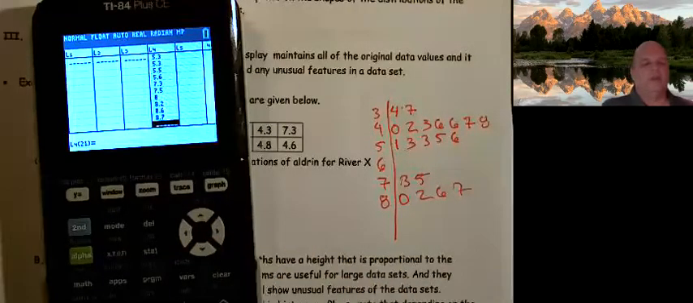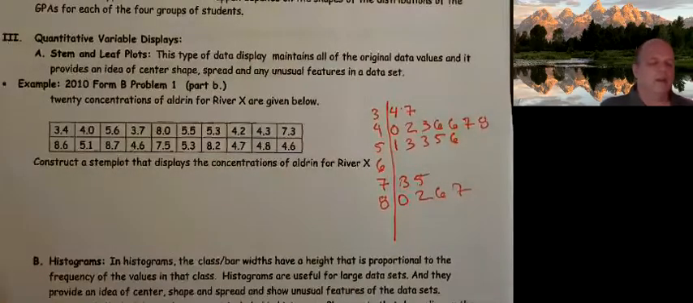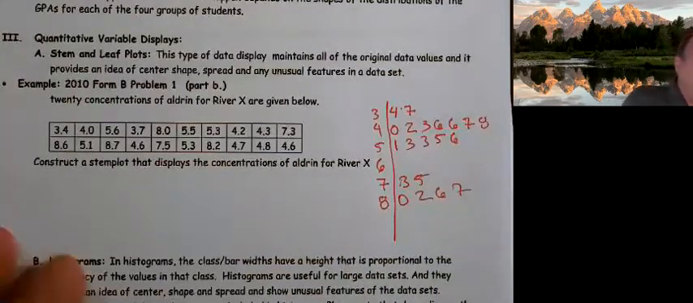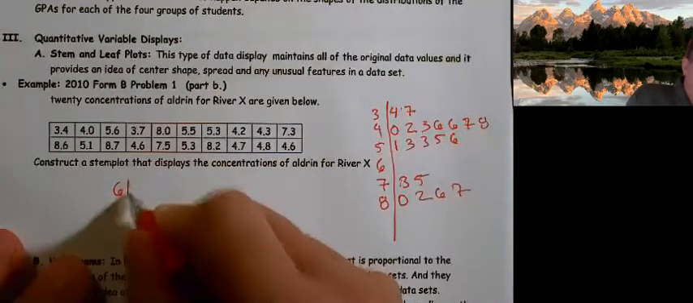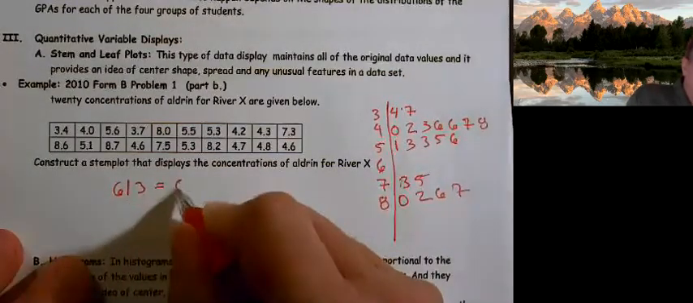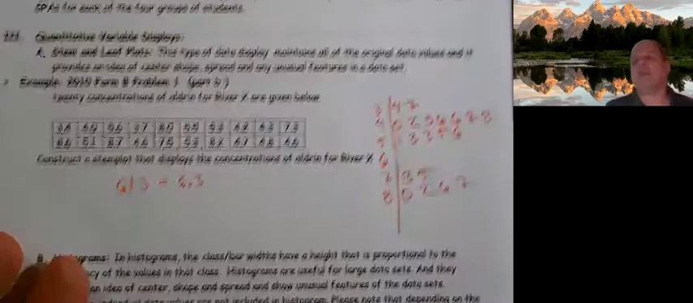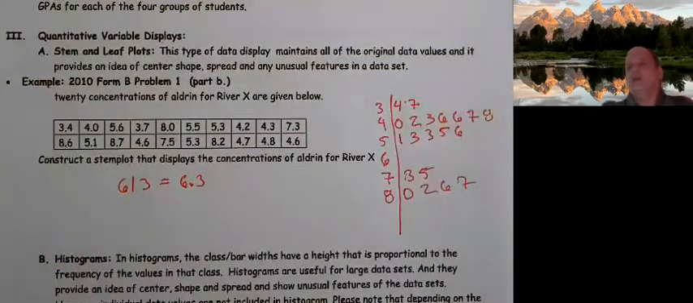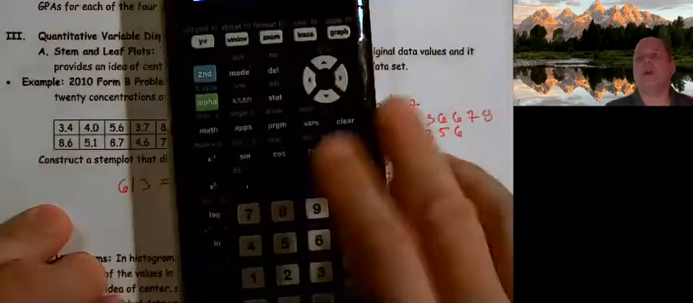All right, so there's my stem plot, and I need to do one more thing. I need to take a number, and it doesn't even have to be a number. So I could write 6 line 3 equals 6.3. I have to give a key, all right? And if you have something like this, you're going to have a gap at 6, all right? So nothing at 6. Okay, I think that's all I wanted to actually go through.